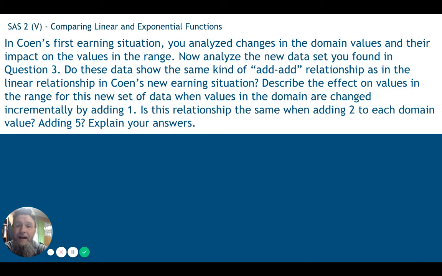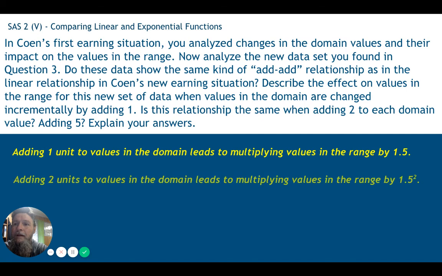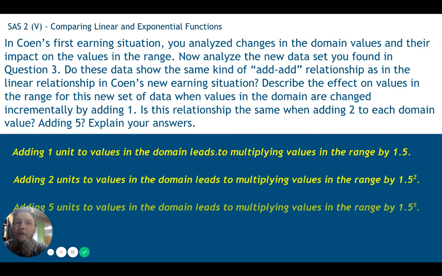How about adding 5? Actually, adding 1 to the unit values in the domain leads to multiplying values in the range by 1.5. And we'd do the same thing. Adding 2 would multiply by 1.5 to the second power. Adding 5 would be multiplying by 1.5 to the fifth power. And that's exactly what's going on here.